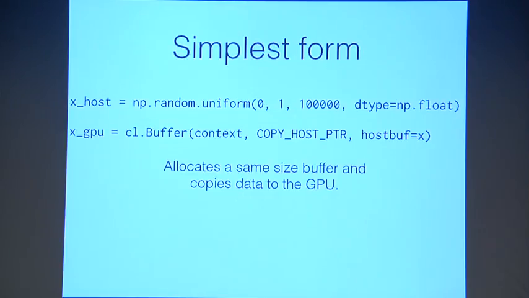So in the simplest form, you can just say, okay, I've got this data, and on the buffer just say copy host pointer, and give it the size, and it'll allocate and copy at the same time. So if you've got one image that you're going to do a bunch of processing on and you're not going to change it, you can just do this. It allocates the correct size and loads the data down right then.